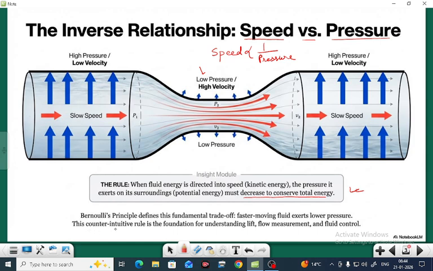This intuitive rule is the foundation for understanding lift, flow measurement, and fluid control. So all these are defined by the relationship that speed is inversely proportional to pressure. And this is what is said in Bernoulli's principle.